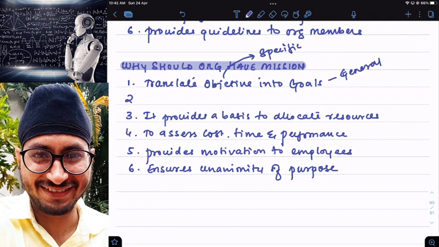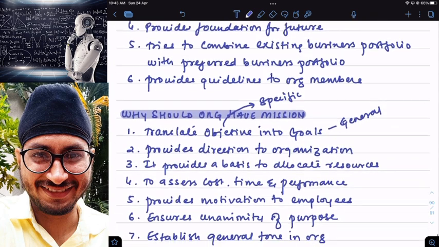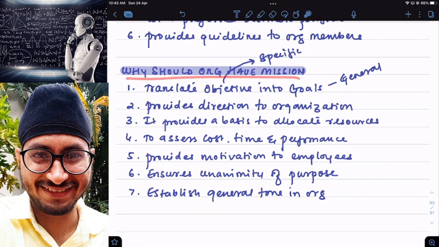Next, it provides direction. Mission provides direction to the organization. Which direction, sir? Obviously, upward direction. Next, it helps to establish a general tone in the organization. These are some examples of why an organization should have a mission.